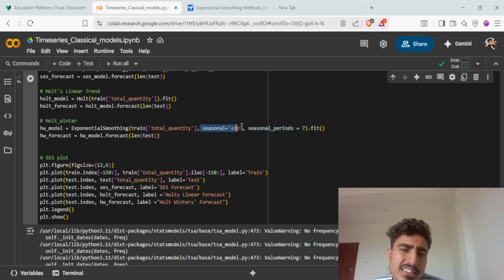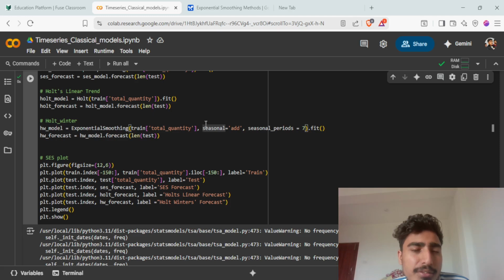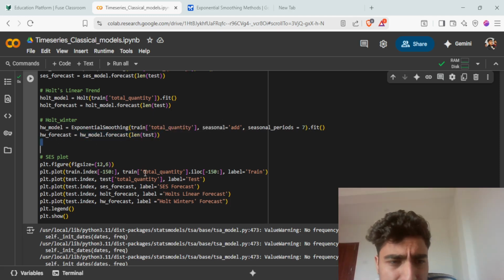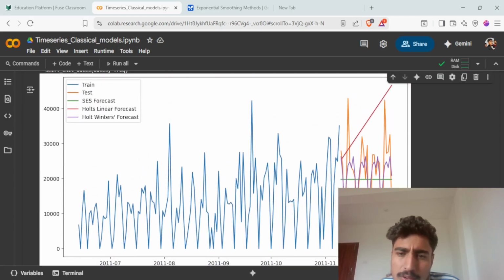And seasonal add, this is where we are defining the method. The method we are using is the additive method. This represents that, and we pass the training data, call the function, and here we have plotted the trend and seasonality. No more than that.